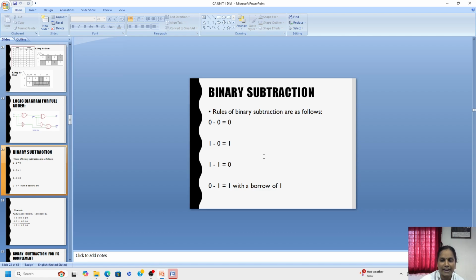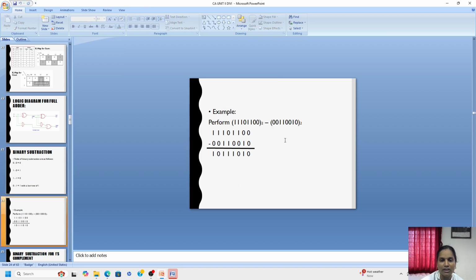Next one is subtraction. In subtraction, 0 minus 0 equals 0, 1 minus 0 equals 1, 1 minus 1 equals 0, and 0 minus 1 gives you 1 with a borrow value of 1. So your borrow value becomes 1.